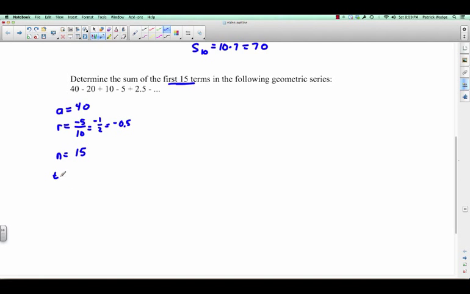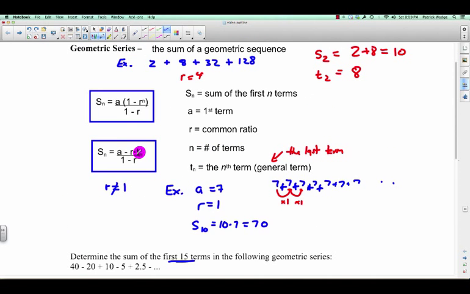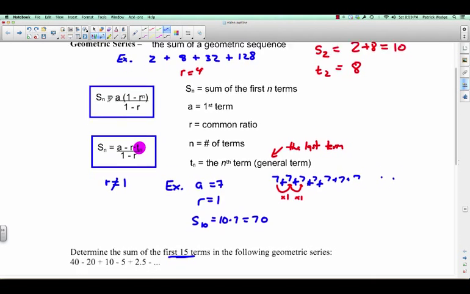Do we know what the 15th term is? Tn or T15 in this case. No, we don't. That's useful when we're figuring out which formula to use. And do we know the sum of the first 15 terms? No, that's exactly what we want to figure out. So we want the sum of the first 15, and we don't know the 15th term. So you can't use this one because you would need to know the 15th term. We have to use that one.